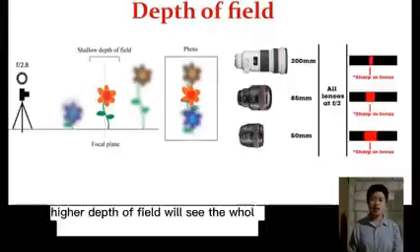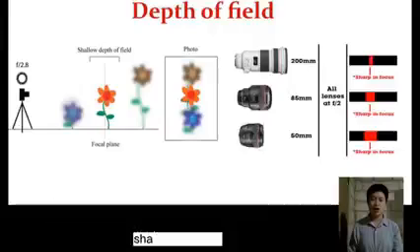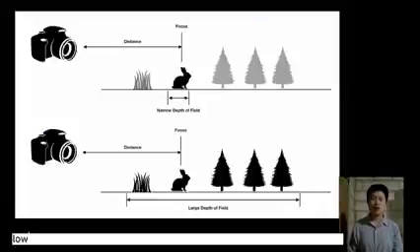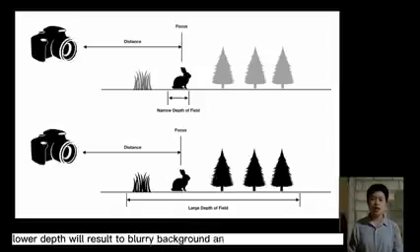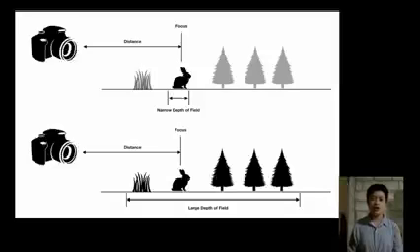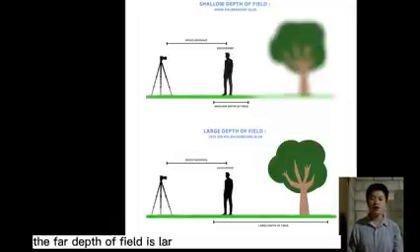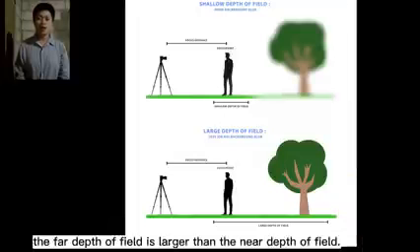A higher depth of field would see the whole image from foreground to background sharp and in focus, while a lower depth would result in blurry backgrounds and blurred elements in the foreground too. On the other hand, the depth of field is not equally distributed in front or near and behind or far from the focus point. Usually, the far depth of field is larger than the near depth of field.